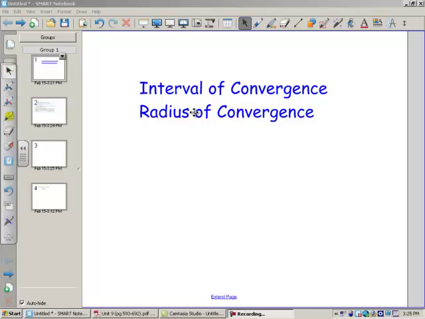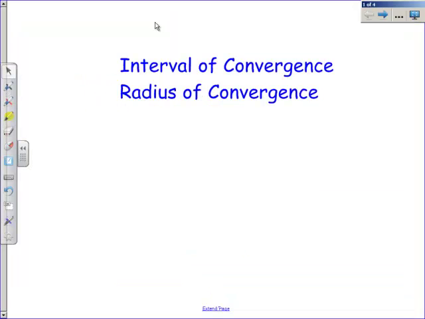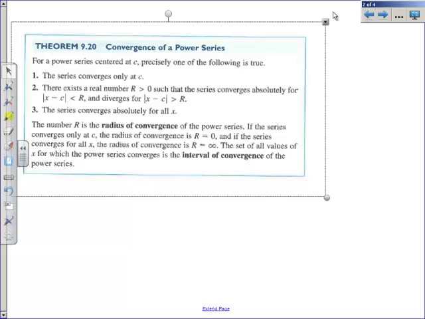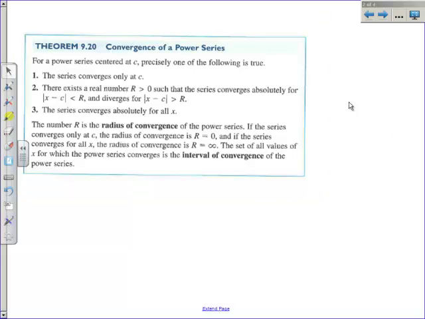Well, hi guys. We are going to take a look at a statement about how useful a power series is. This is going to be called an interval of convergence, and the questions are also asked with the radius of convergence. This is simply a statement that will tell you whether or not you can use your power series for specific values of x.